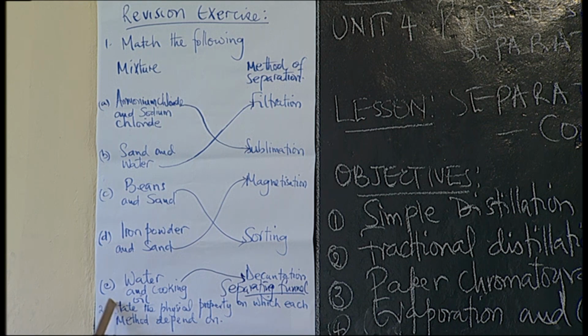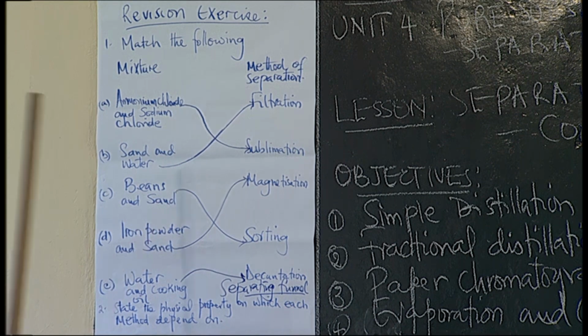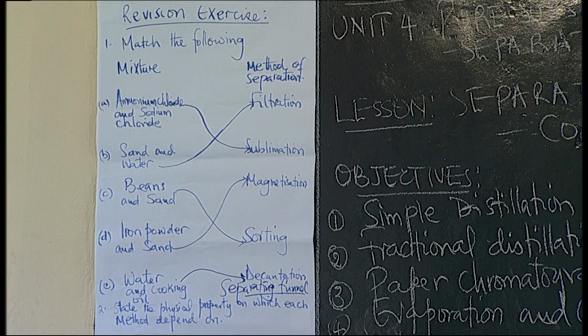Here we are, number 2. They say, state the physical property on which the method depends. Each of these methods has its physical property. When you look at filtration, which physical property are we using here? We are using solubility here.